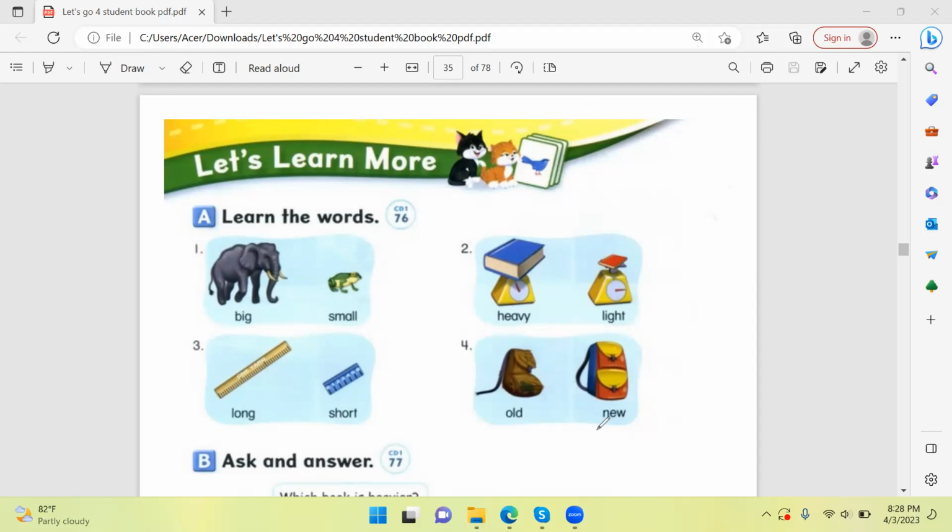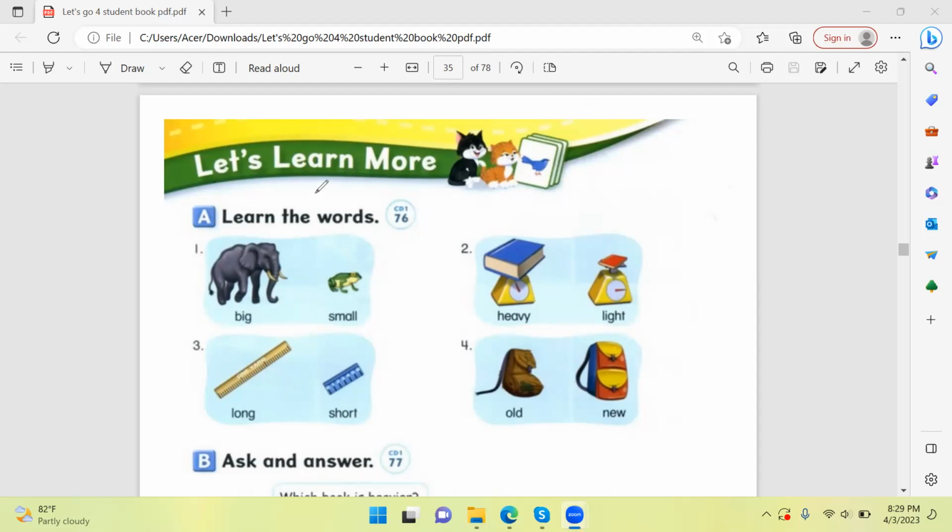Red and blue. Okay, have red and blue and yellow. And the color brown here is old or new? It's old. It's an old bag. Okay, how about you? Do you have an old bag or new bag? It's old bag. Okay. So now let's proceed here.